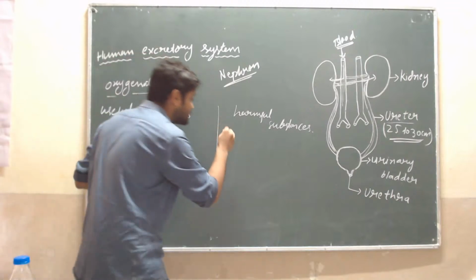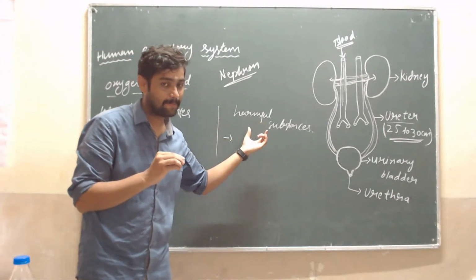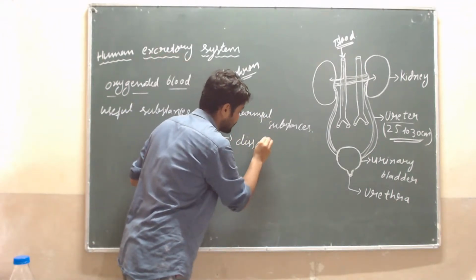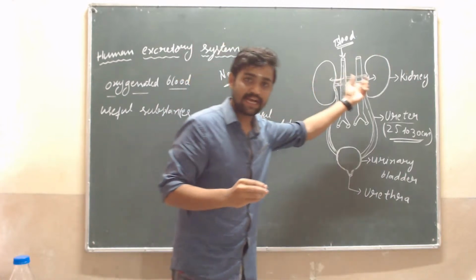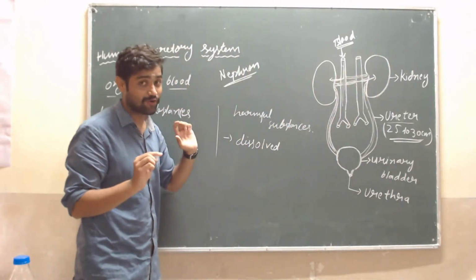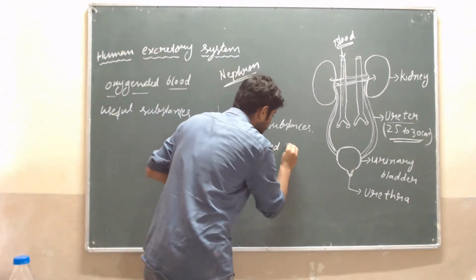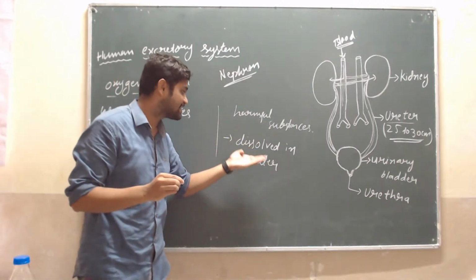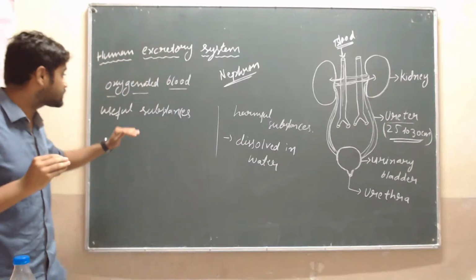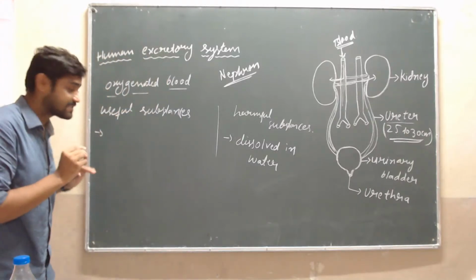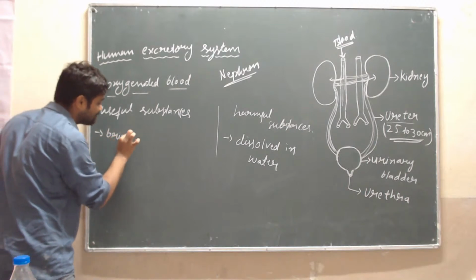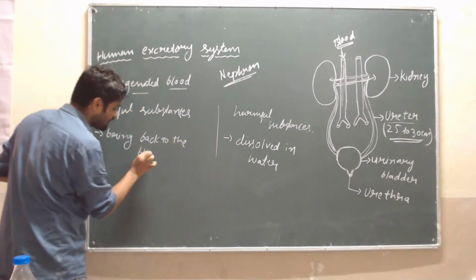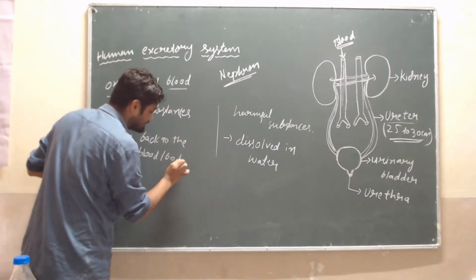Then these harmful substances are dissolved in the water. This process happens in the kidney only, with the help of nephron only. These harmful substances are dissolved in water. Then what about the useful substances? They are brought back to the blood or body.